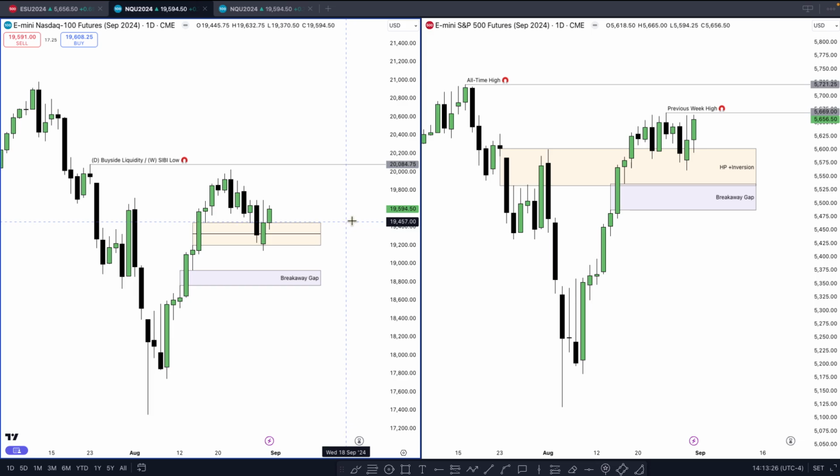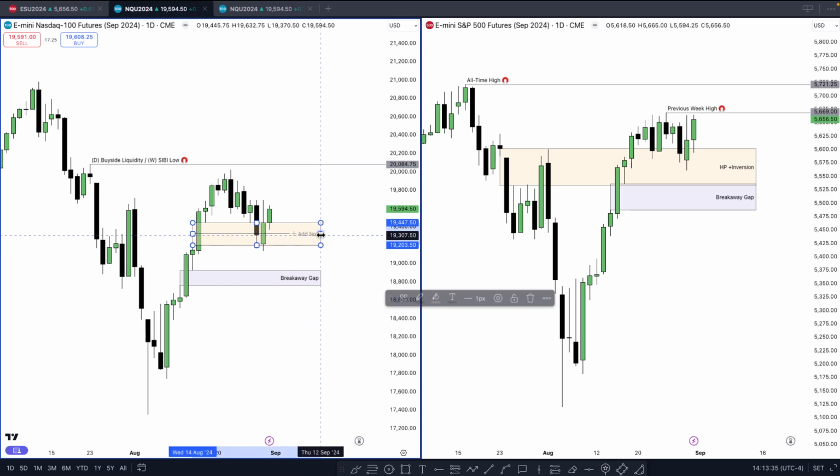Okay. Now, if let's say we just roll over and close below here, I think we could use this as an inversion to go deliver to here. Okay, and we'll have to just stay fluid with price. Okay.